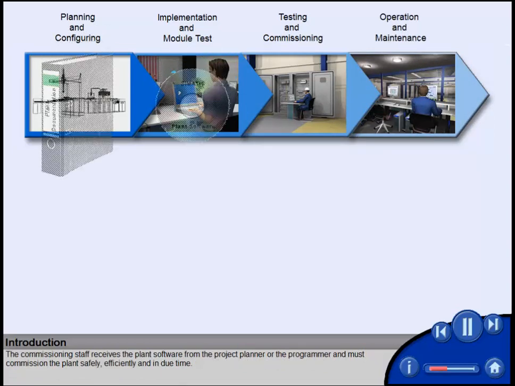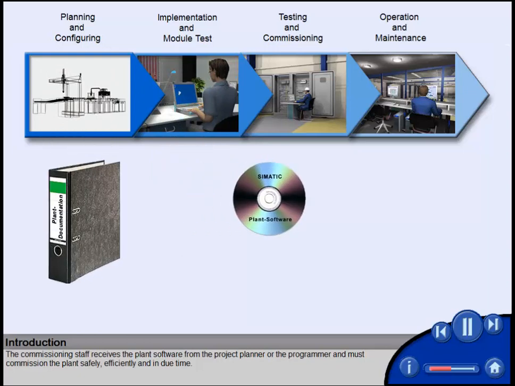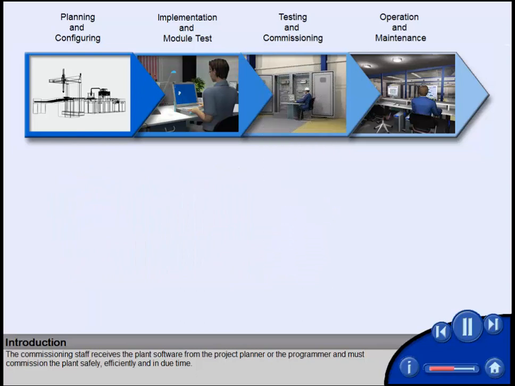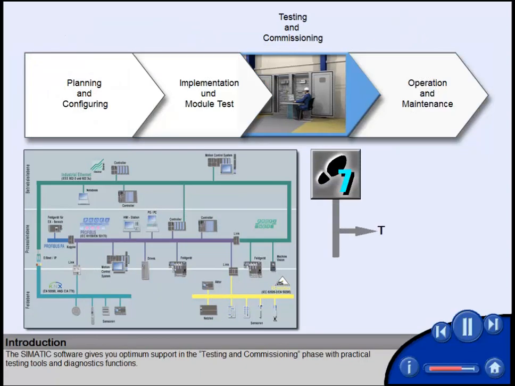The commissioning staff receives the plant software from the project planner or the programmer and must commission the plant safely, efficiently and in due time. The Simatic software gives you optimum support in the testing and commissioning phase with practical testing tools and diagnostics functions.